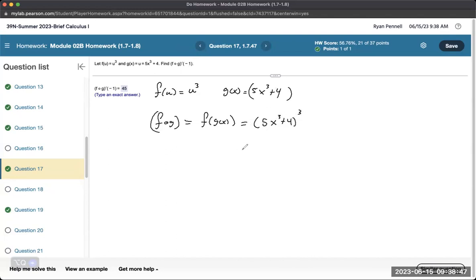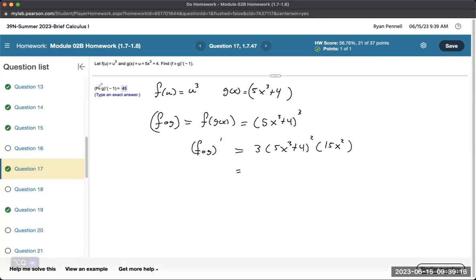Now we want to take the derivative of this. So 5x cubed plus 4 squared, times the derivative of the inside, or the derivative of g, which would be 15x squared. There we go. And really, that would be fine if we want to leave it like that.